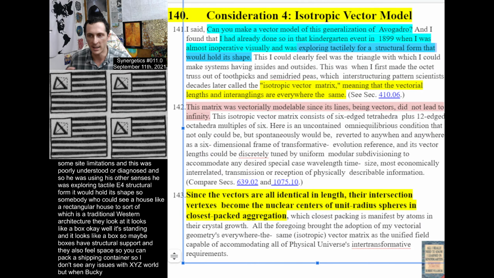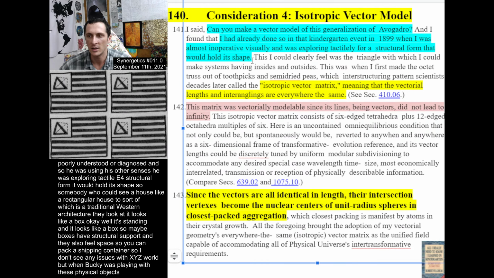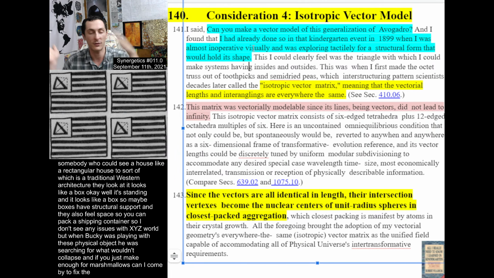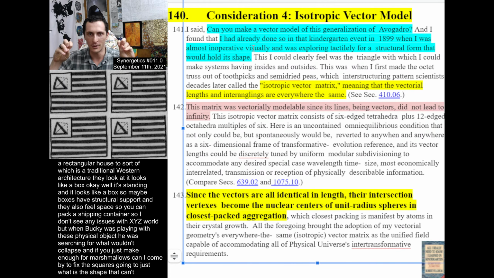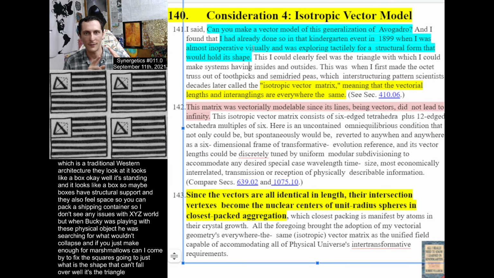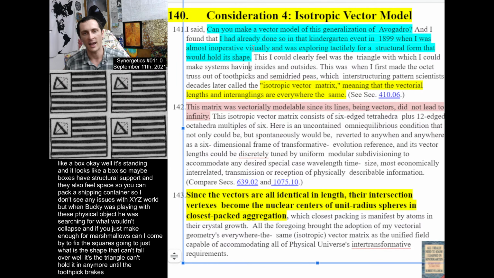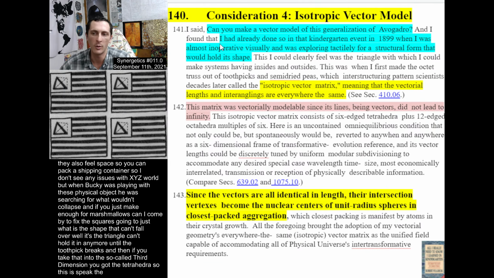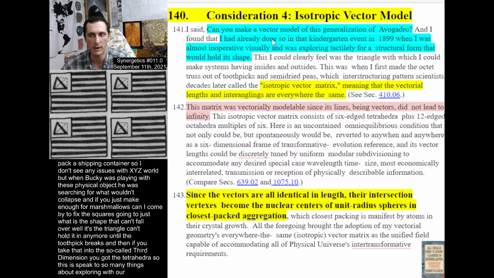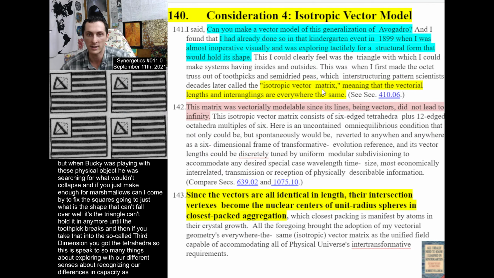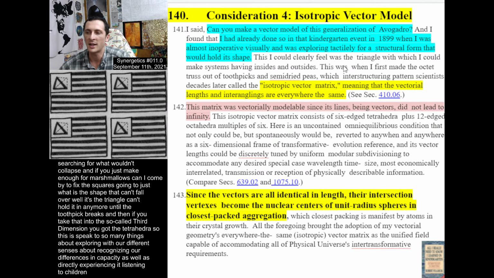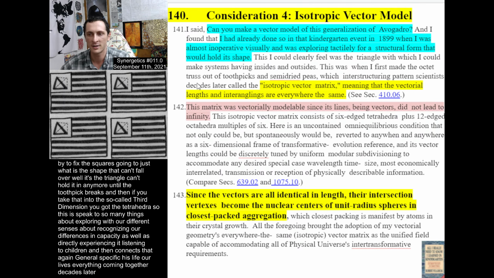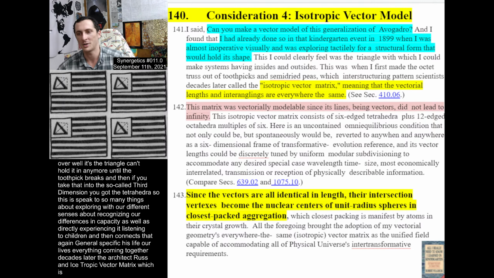But when Bucky was playing with these physical objects, he was searching for what wouldn't collapse. And if you just make four marshmallows connected by toothpicks, the square is going to just fall over. What is the shape that can't fall over? Well, it's the triangle. You can't fold it in anymore until the toothpick breaks. And then if you take that into the so-called third dimension, you get the tetrahedra. So this speaks to so many things about exploring with our different senses, about recognizing our differences in capacity, as well as directly experiencing and listening to children, and then connects that, again, general, specific, his life, our lives, everything coming together decades later in the octet truss and the isotropic vector matrix, which is something we're going to talk about a lot.